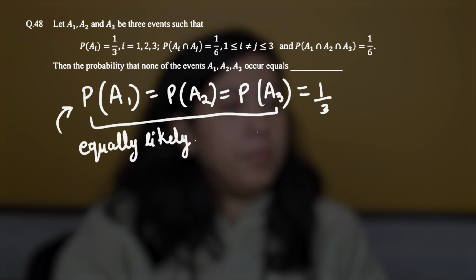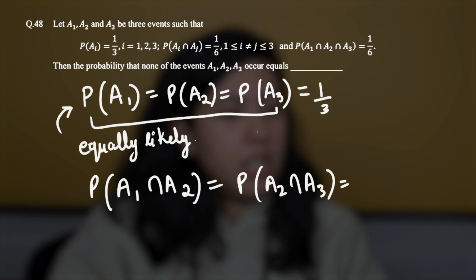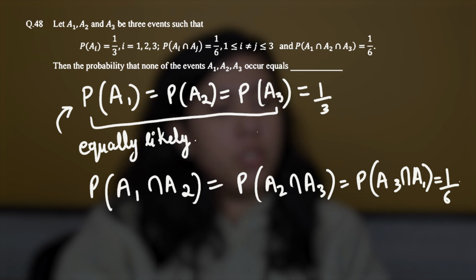Now it's given that P of Ai intersection Aj is equal to 1 by 6, where i is not equal to j and they lie in the range 1 to 3. So that means probability of A1 intersection A2 is equal to probability of A2 intersection A3 is equal to probability of A3 intersection A1 is equal to 1 over 6. Further, it is given that probability of A1 intersection A2 intersection A3 is equal to 1 over 6.